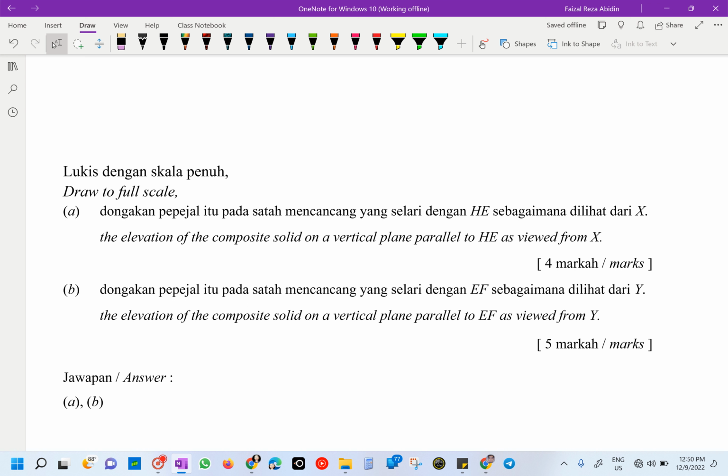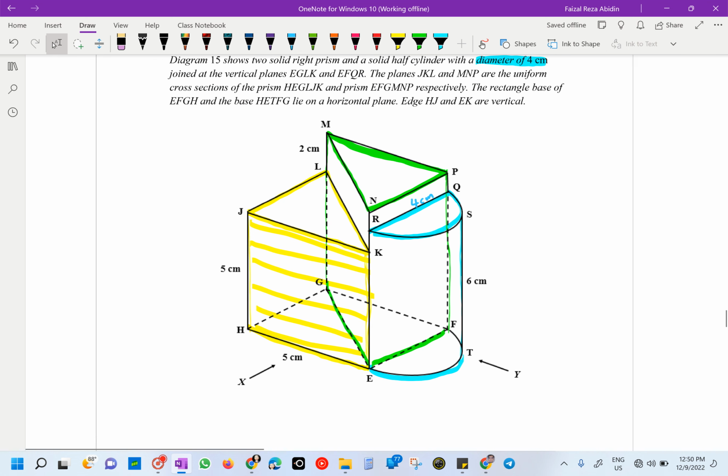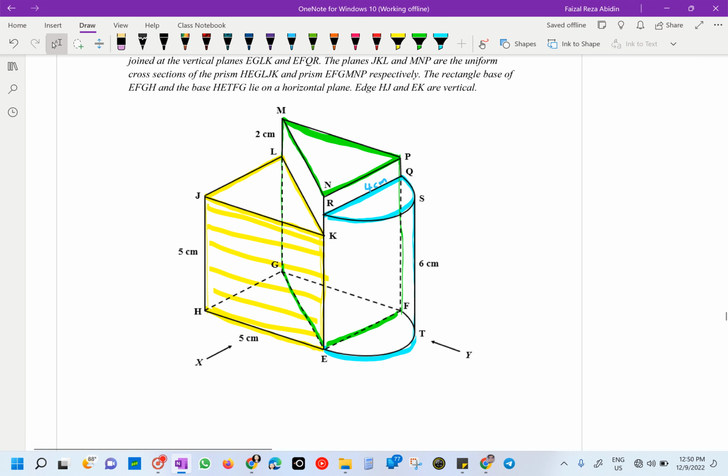For B there, you are going to draw the elevation view from Y, 5 marks. How many marks total? Teacher, so few, only 9 marks. A lot.